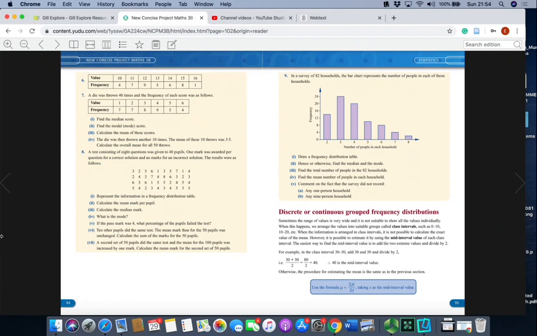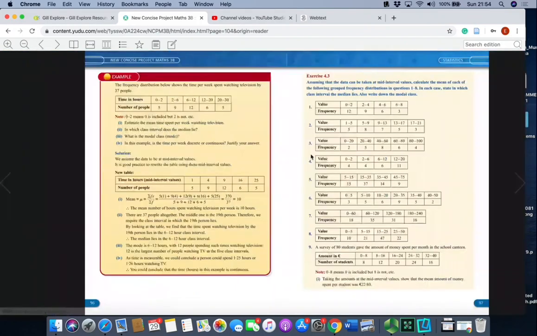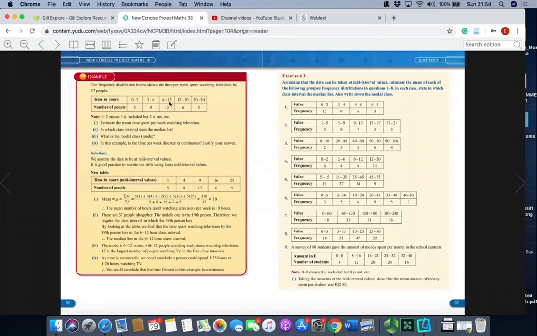So that was what we call a frequency distribution table, any of these with discrete values. We sometimes have frequency distribution tables that have intervals or ranges. So this is how we would draw a histogram, for example. We would say the frequency distribution table below shows the time per week spent watching television by 37 people.